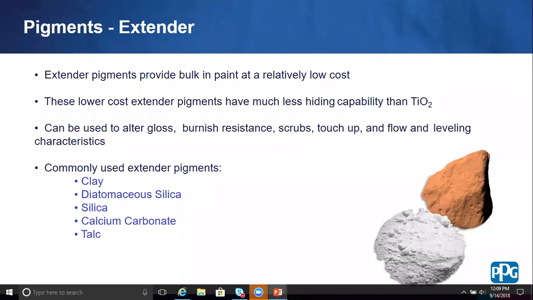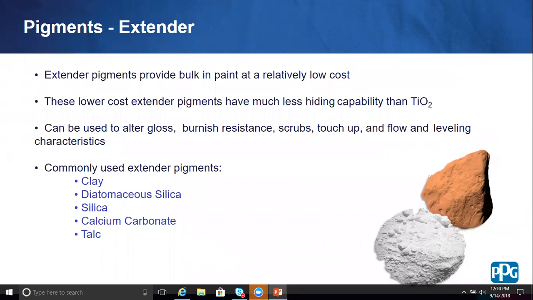These lower cost extender pigments don't hide as well compared to titanium dioxide. They don't give you that initial wet hide, but typically they do pretty good with dry hide. Again, we will add extender pigments in small amounts to more premium products if we want to alter the gloss, change the burnish resistance where it doesn't get shiny if you're washing a flat paint, or improve scrubs, touch-up, or flow and leveling. All these characteristics can be altered a little bit through the use of extender pigments.